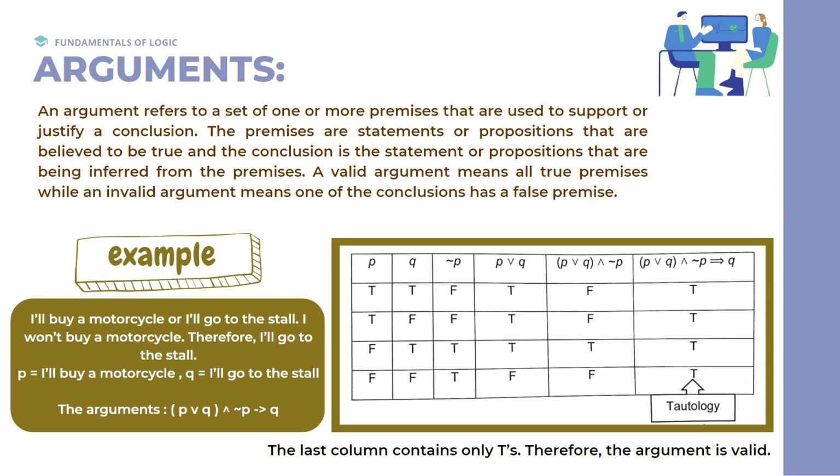For the example, I will buy a motorcycle, or I will go to the store. I won't buy a motorcycle, therefore I will go to the store. P is I will buy a motorcycle. Q, I will go to the store. The argument is P disjunction Q, conjunction negation P, implication Q. So as we can see, the last column contains only T's, therefore the argument is valid.